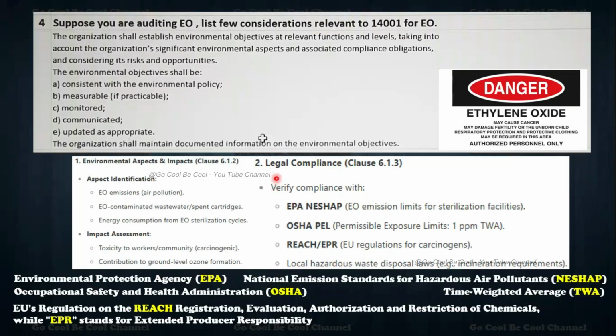Then the next one is legal compliances. We have so many things available. If you are writing these, EPA, what is meant by it? Environmental Protection Agency. Then NESHAP is nothing but National Emission Standards for Hazardous Air Pollutants. And then the next one is OSHA, then PEL, permissible exposure limit, 1 ppm TWA, that is a time weighted average. Then OSHA means Occupational Safety and Health Administration.